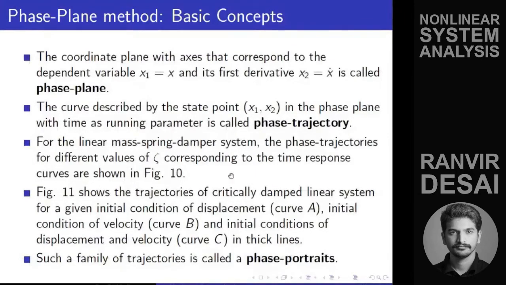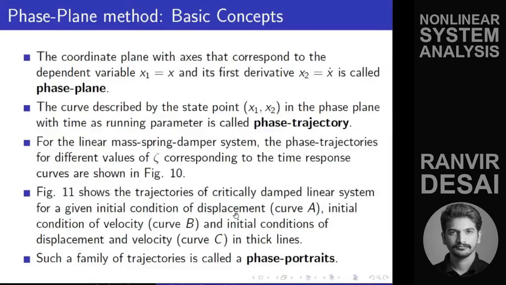So the next one is the trajectory of a critically damped linear system for a given initial condition. Yes, okay, so we'll see those. What are those graphs? Given an initial condition of displacement, an initial condition of velocity, and initial conditions of both displacement and velocity, there are basically three phase trajectories plotted on that picture. We'll see that. Okay, such a family of trajectories is called a phase portrait.